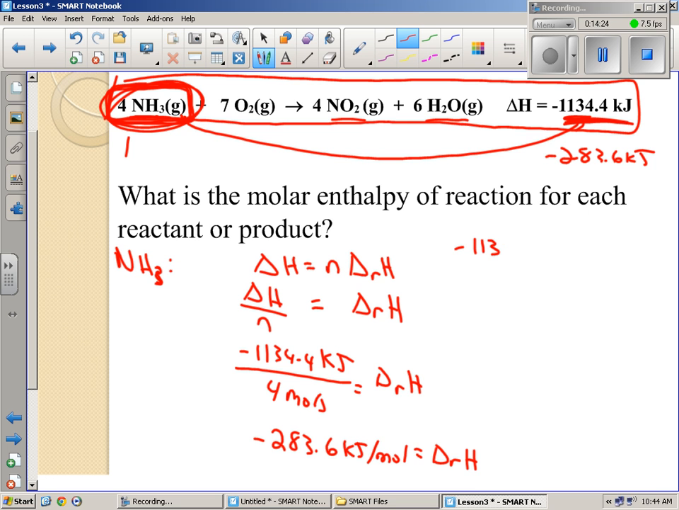If negative 1134.4 kilojoules is for 4 moles, and I want the molar enthalpy, I want it for 1 mole. Well, how much heat would you get for 1 mole? Cross multiply and divide. It's exactly the same thing, guys. You can do that and figure it out. You get the same number. That's all I'm doing.